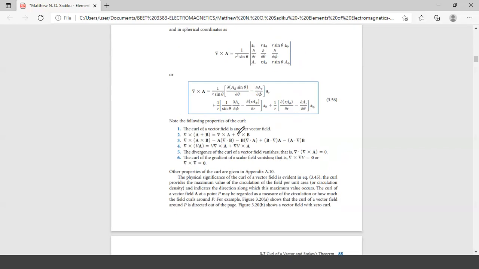This is a property of the curl. The curl of a vector field is another vector field. So you can see the properties of the curl. Del cross del equal to 0. Del cross del B equal to 0.